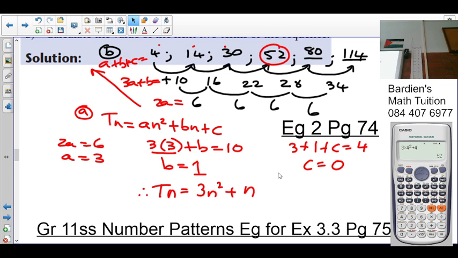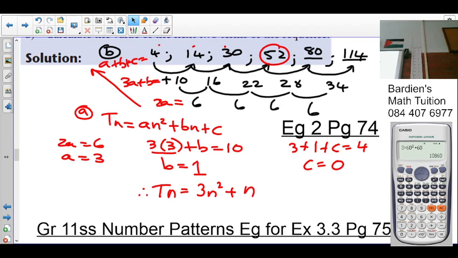A common question that's also asked is which term. If they ask you what's the value of the 60th term, work out the value of the 60th term. How do I do that? I just put in the calculator, wherever I see n, I put the 60: 3 times 60 squared plus n, which is 60. So the value of the 60th term is 10,860. Not so?